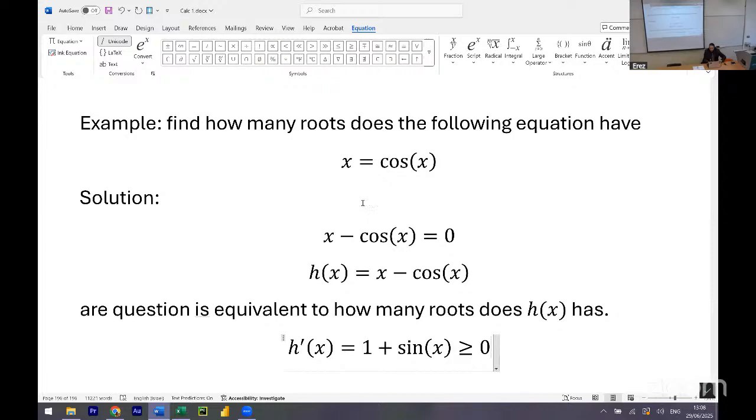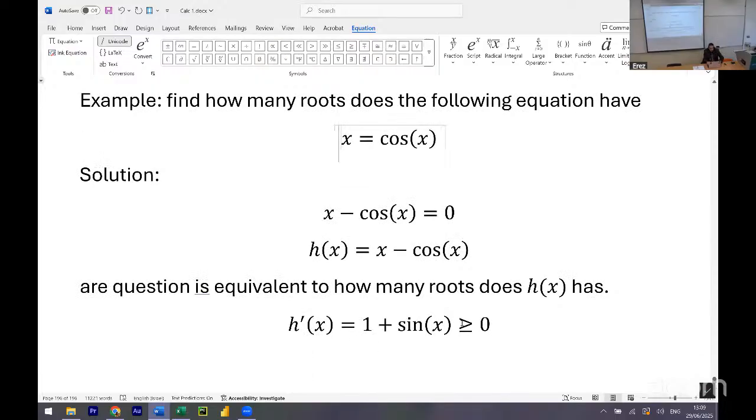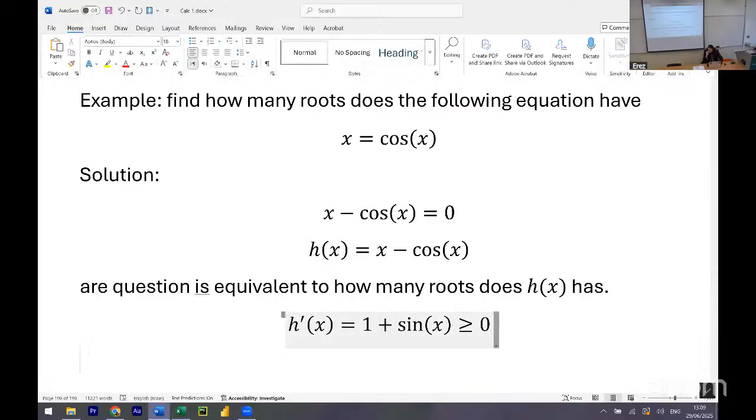By the way, the slope of x here is super important. If the question was 2x, 3x, or x over 10, the answers would vary. But for specifically x, because the slope is 1, you get that the derivative is always non-negative. What does it mean about h? Therefore, h is increasing.